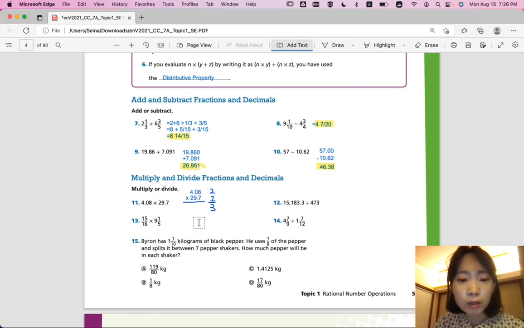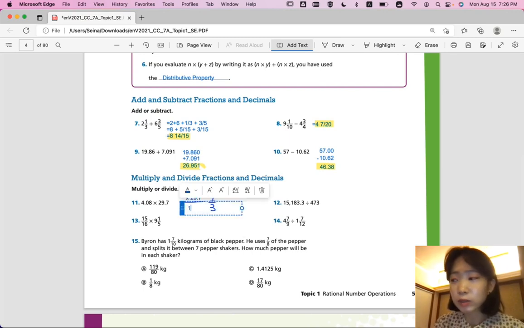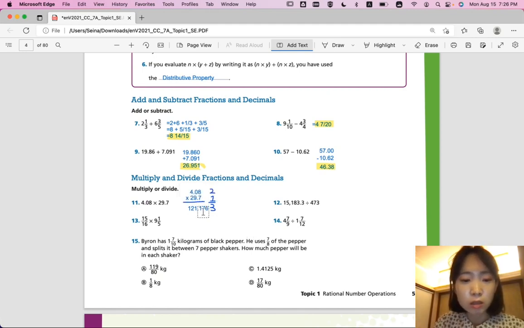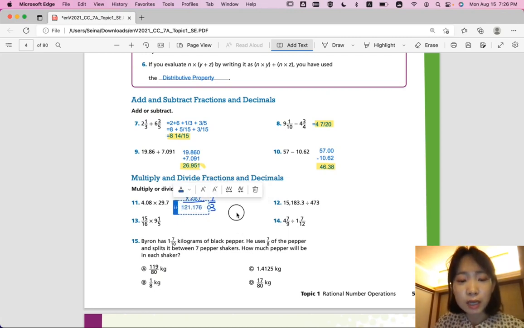So if you multiply the whole numbers, 7 times 408, and 9 times 408, 2 times 408, and you add them all together, you should get 121.176. If you add all the digits up, you will get 121.176, and you're going to count 3 decimal places from 6, your last digit: 1, 2, 3. If you don't know how to multiply decimals, please feel free to come to Miss Ting and ask questions so that you are ready for this topic.